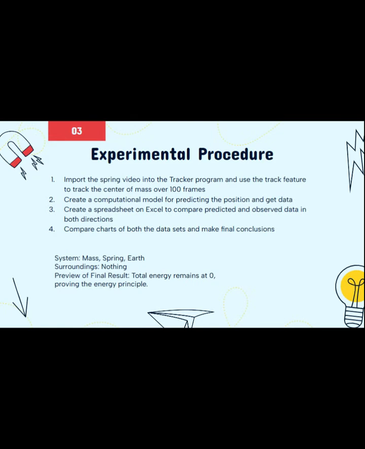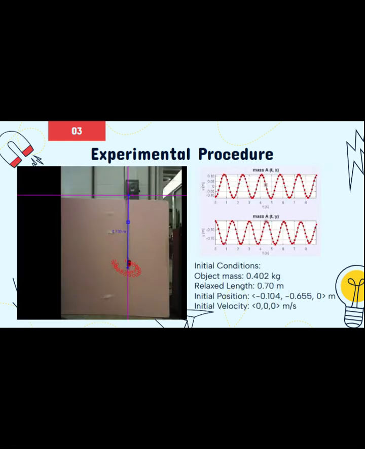So what does our experimental procedure look like? Well, first we're going to import the spring video into Tracker, get our data from that, and put it into Excel. Then we're going to create a computational model, and we're going to compare the charts of both the data sets and make final conclusions. Our system is our mass, spring, and earth, and our surroundings are nothing. A preview of our final result is that the total energy remains at zero, proving the energy principle.